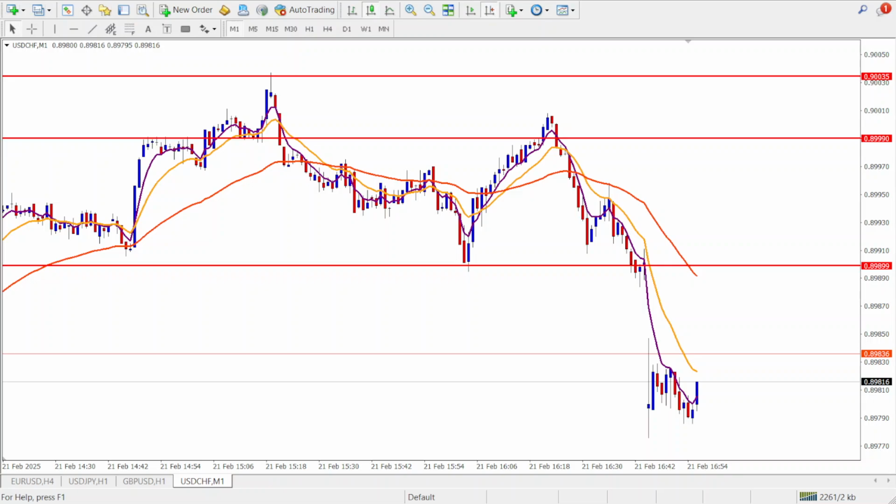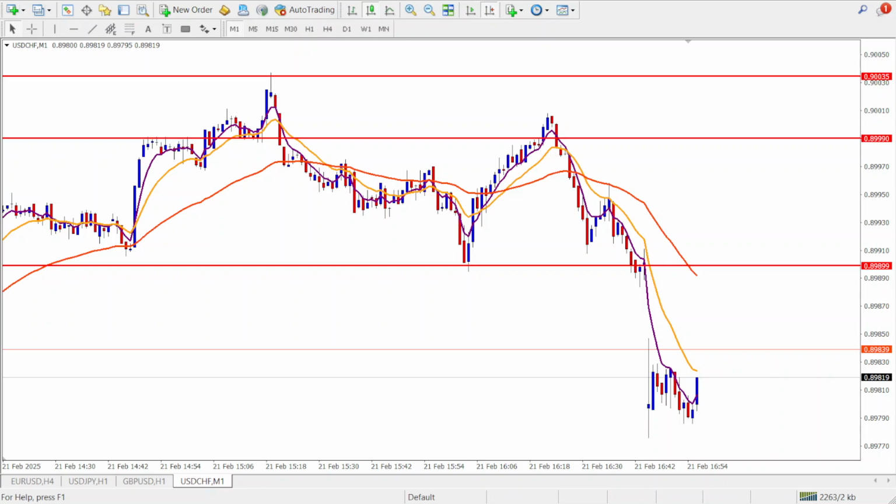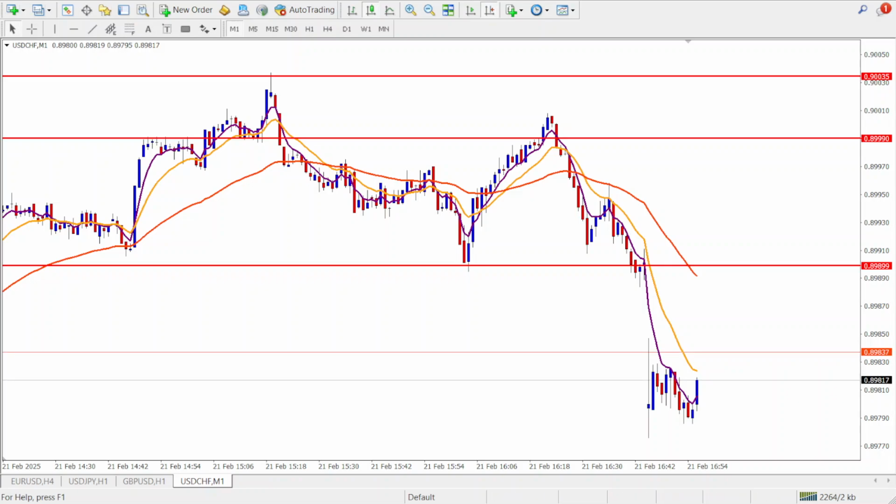And there you have it, the 3 EMA 1 minute Forex scalping strategy explained step by step. This method is perfect for traders who love fast trades, quick decisions, and minimal market exposure.